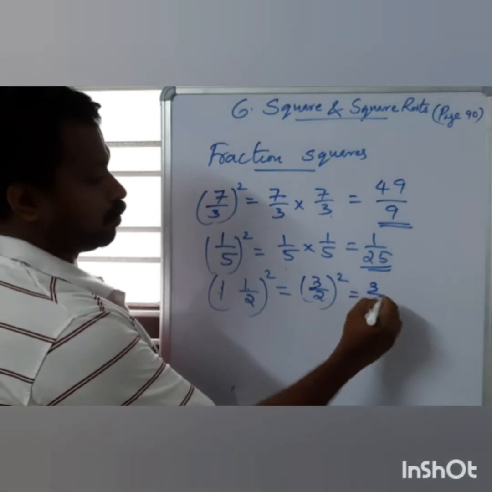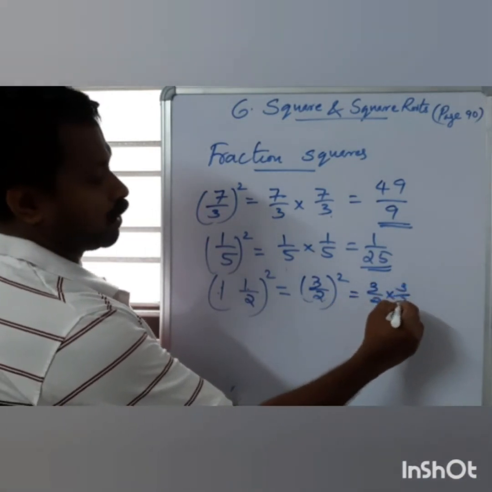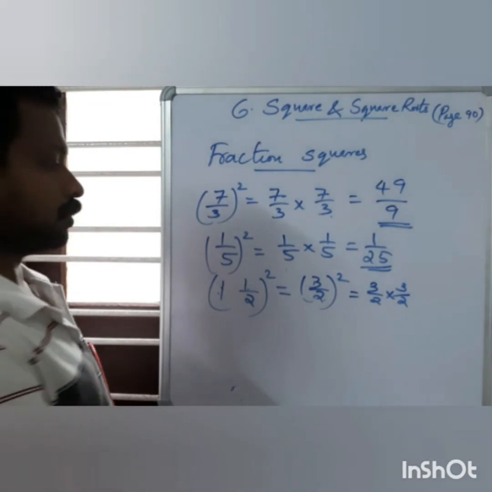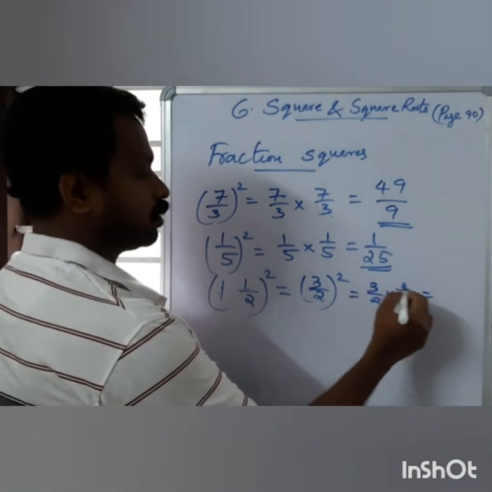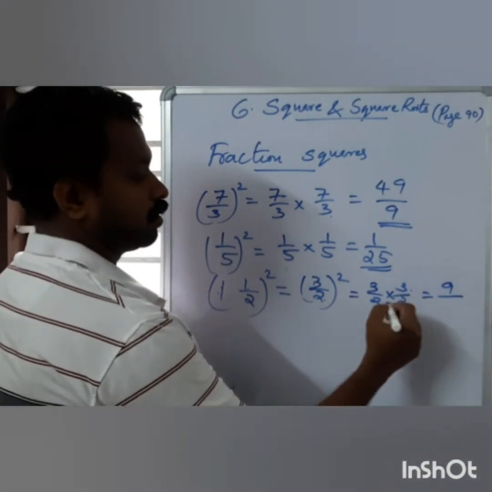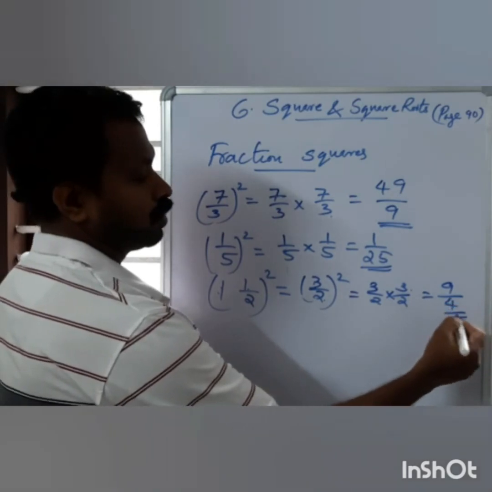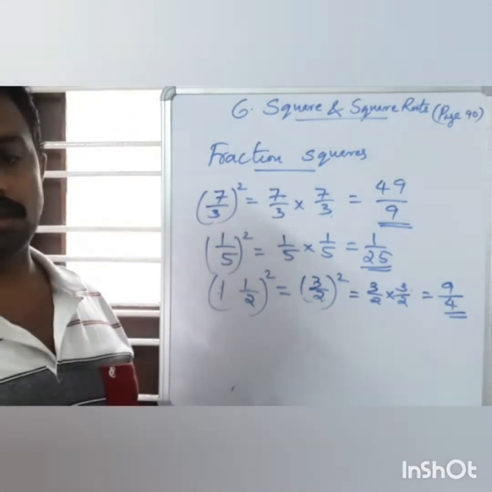So it is 3 by 2 into 3 by 2. Numerator and denominator are multiplied separately. Numerator is multiplied, 3 into 3, 9. Denominator is multiplied, we get 4. So 9 by 4 you are getting.